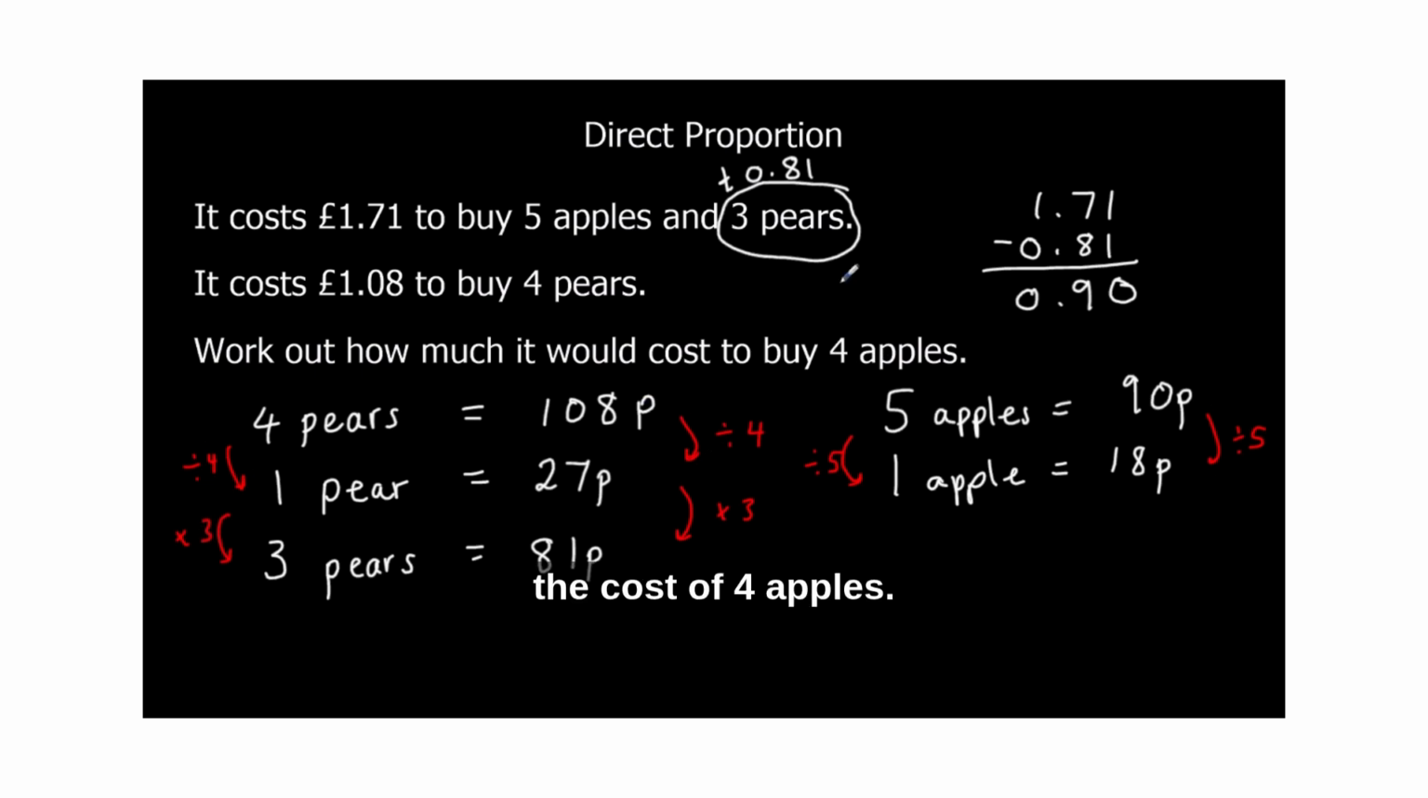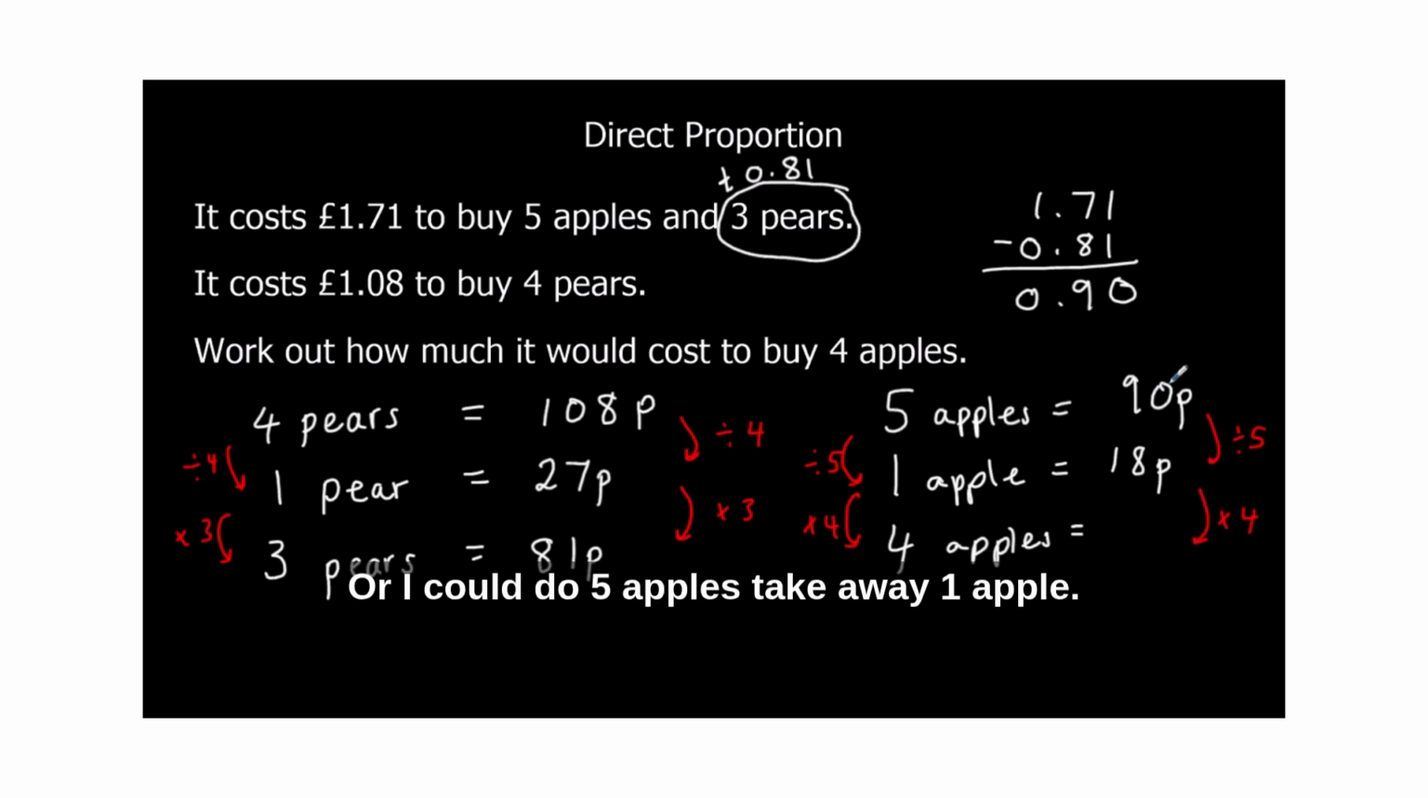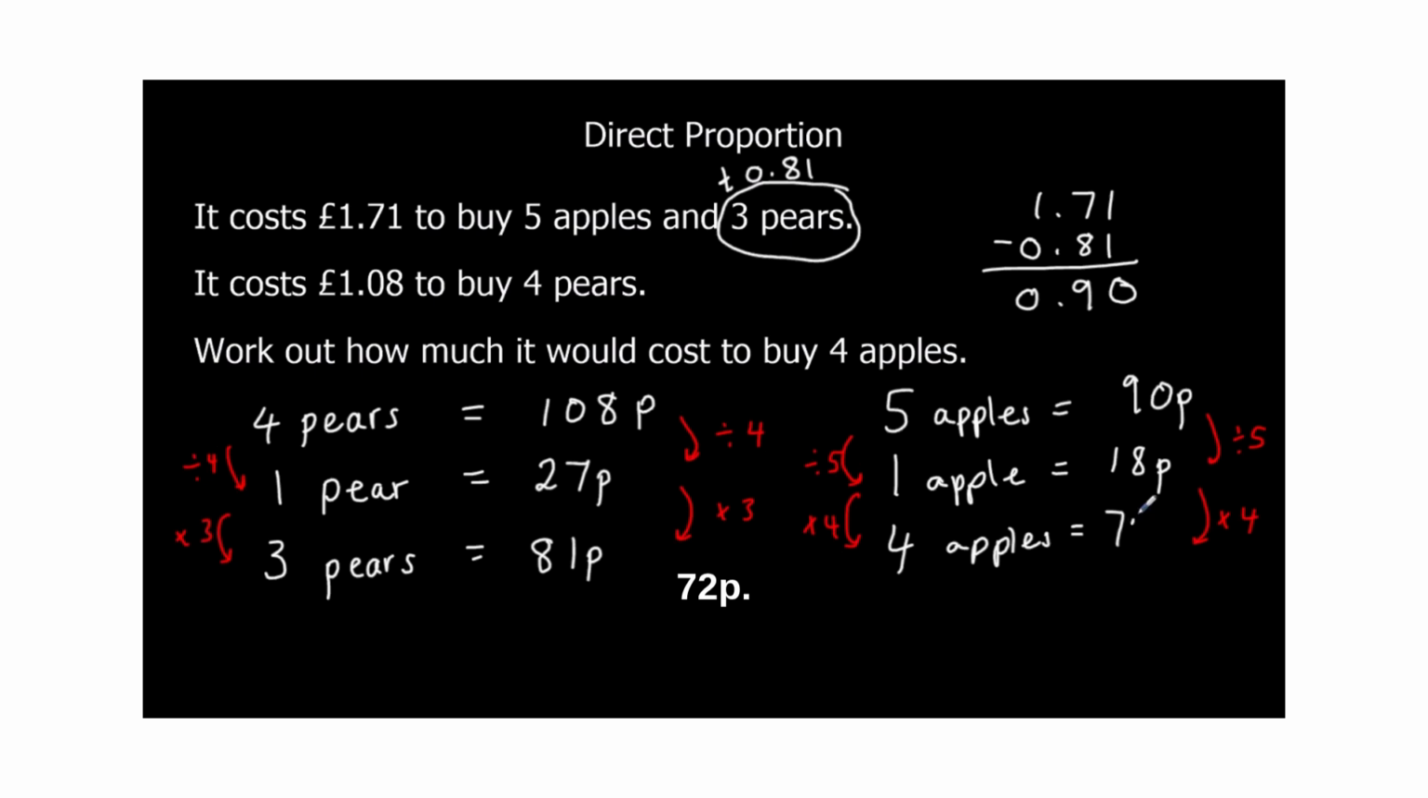I want the cost of 4 apples. So 18 times 4. Or I could do 5 apples, take away 1 apple. That would work as well. So 18 times 4. So I'm going to double it. So double 18 is 36. And double it again, 72p. So 4 apples cost 72p.